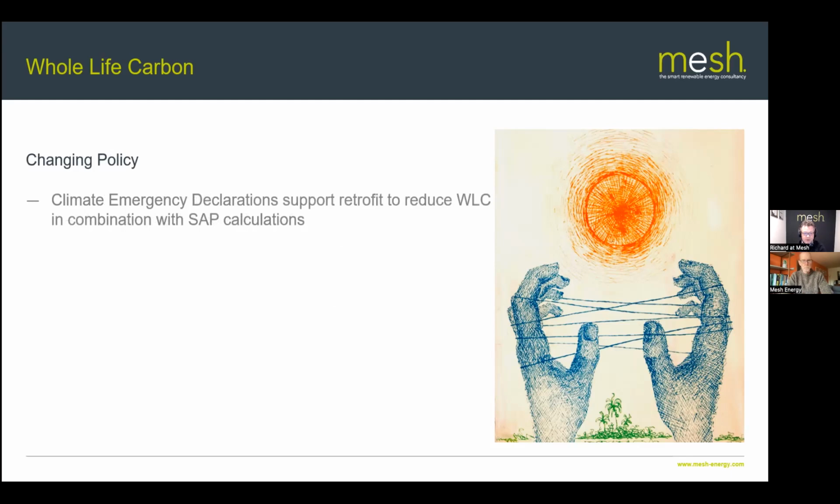There is changing policy. The last couple of years, we've seen plenty of climate emergency declarations for retrofit, and that is now entering into planning discourse as well. And we've started to see that gain traction over the last 6 to 8 months. It started in one part of the country. We're starting to see it in other areas of the country. And these declarations support sustainable new build. It's all about getting away from business as usual.